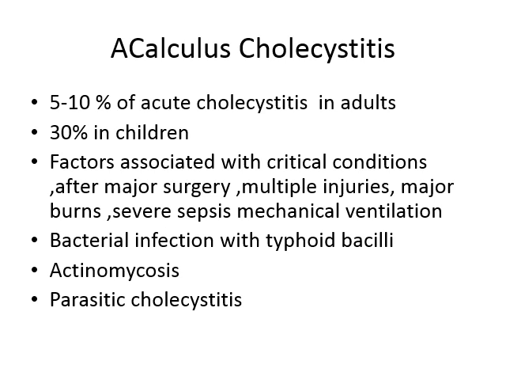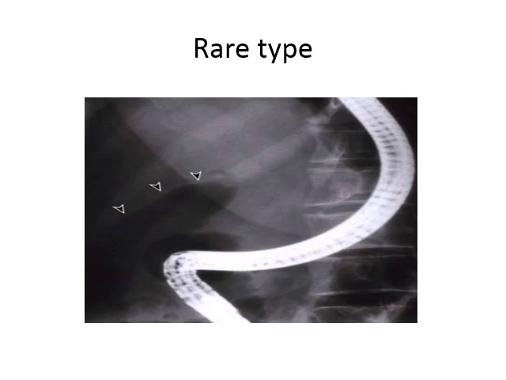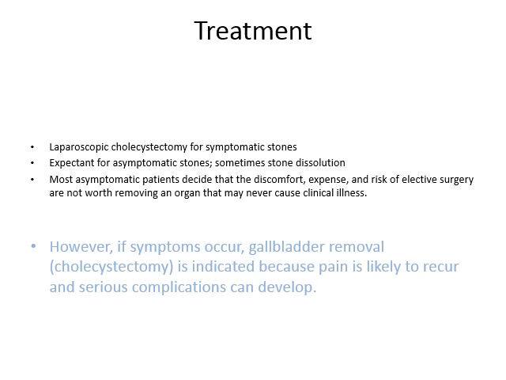Actinomycosis is very rare, but what's more common is parasitic cholecystitis. A rare type of cholecystitis you see in this picture, where you find aerobilia or air in the gallbladder. It's called emphysematous cholecystitis. This is very important because this type is seen in compromised patients who are infected with gas-forming organisms, especially Clostridium welchii.